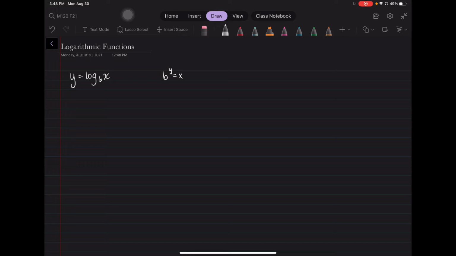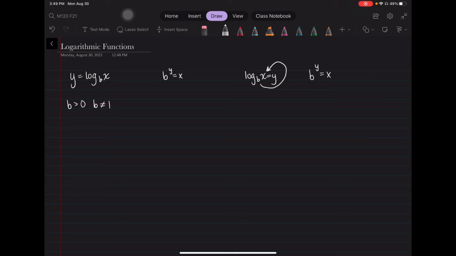Now, when I'm trying to remember how to rewrite, I often will write log base b of x equals y, and then I will start at b, loop around from y, and go to x. So that's b to the y equals x. Now we are going to be considering b as a number that is greater than 0, that is not equal to 1.